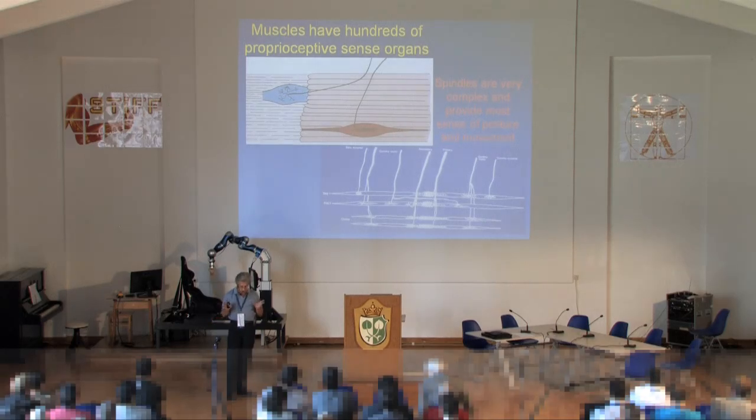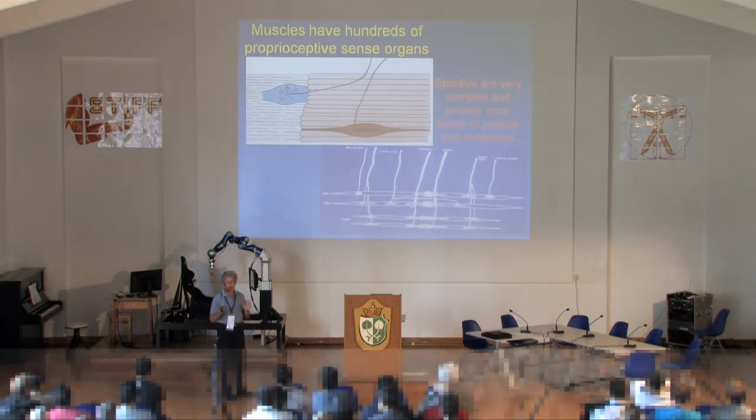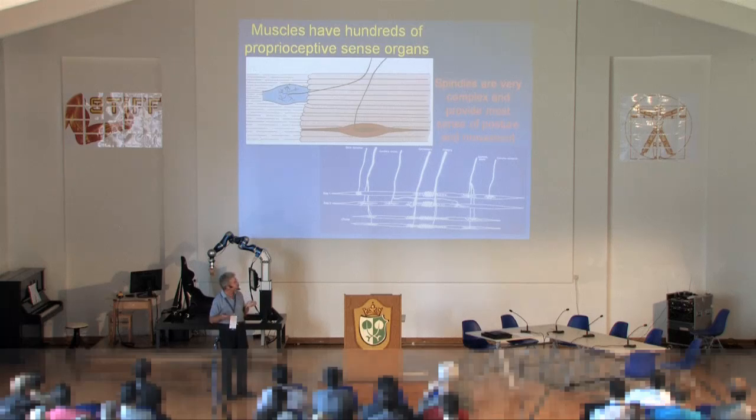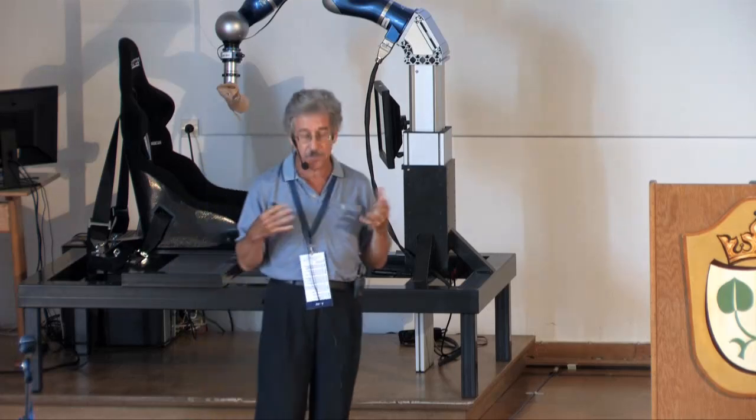So first, let's just mention the sensors that you actually have to work with. There are a lot of them. The two that we're going to focus on are the proprioceptors that seem to be most important. And these are the hundreds of receptors that you have distributed throughout each muscle.